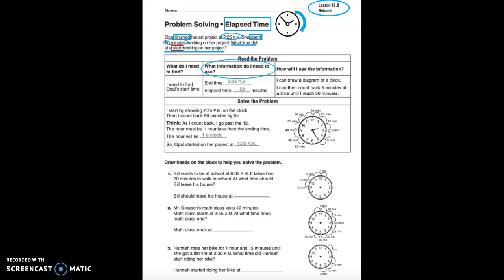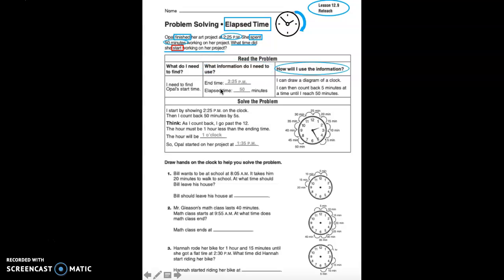What information do I need to use? Now the problem gave us some information. So it gave us the end time of 2:55 p.m. Right? She finished at 2:55. That's her end time. Her elapsed time is 50 minutes, or the time it took her, or the time she spent doing her project was 50 minutes.